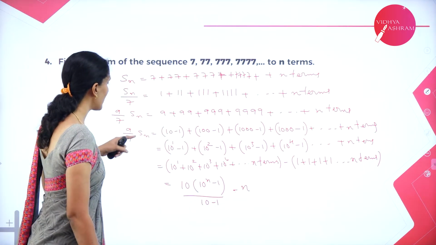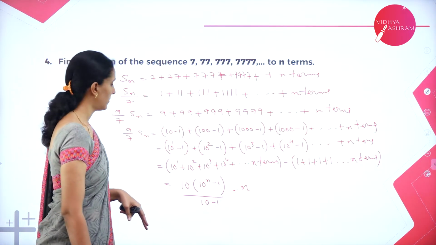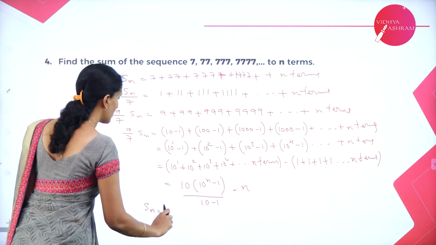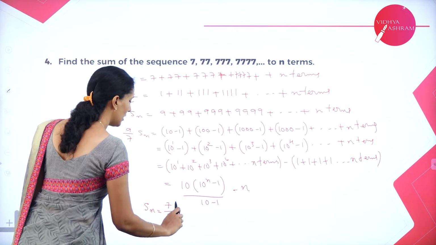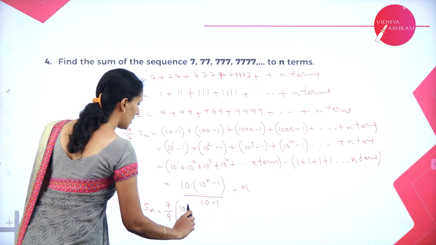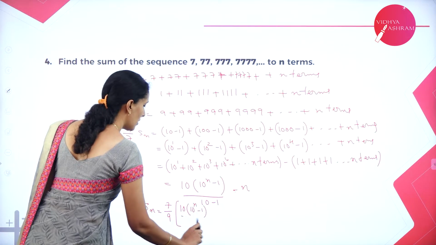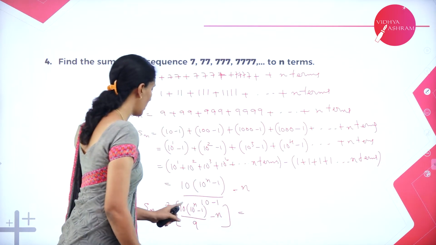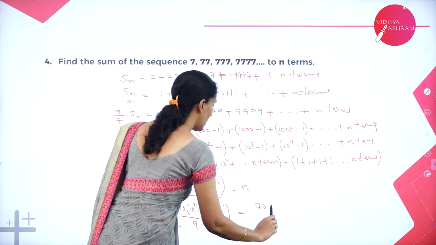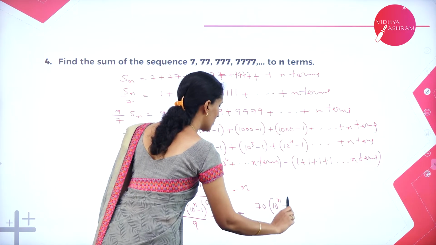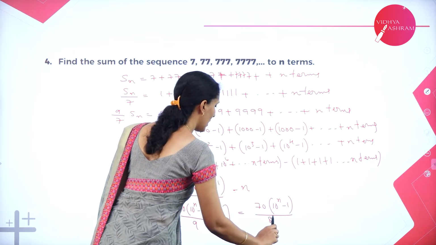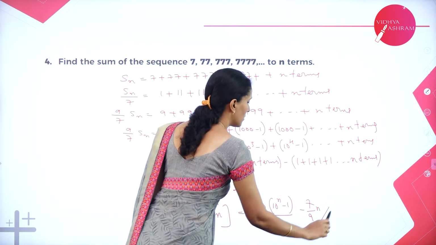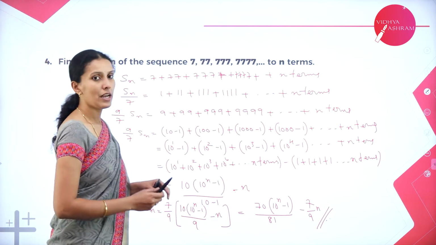Now we have here 9 by 7 Sn. So let's shift here. So therefore Sn is equal to, so when you multiply this, it cross multiplies. So this becomes 7 by 9 into 10 into (10 power n minus 1) divided by 9, minus n. Or you can write this as, when you multiply, 70 (10 power n minus 1) divided by 81, since 9 nines are 81, minus 7 by 9 n. So this is the nth term of the given series.